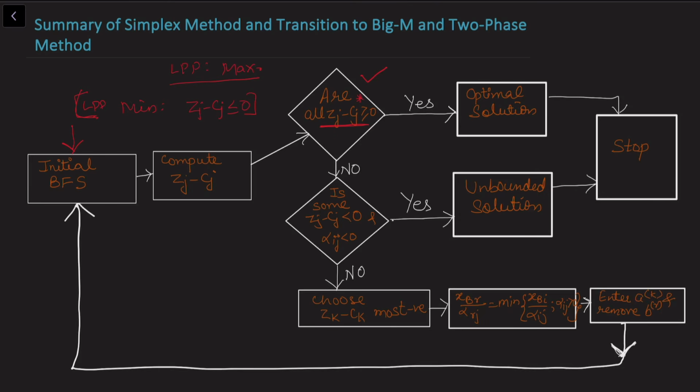And if all Zj minus Cj is greater than or equal to 0, then we say that the current table is optimal and hence we stop. And if all the Zj minus Cj are not greater than or equal to 0, that means there are some Zj minus Cj which is less than 0. So this is why we have written no.